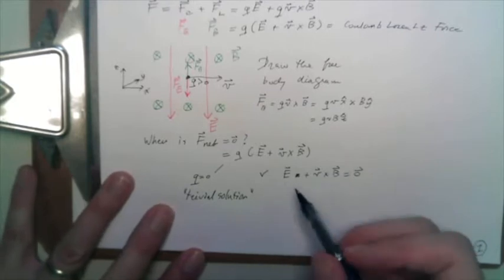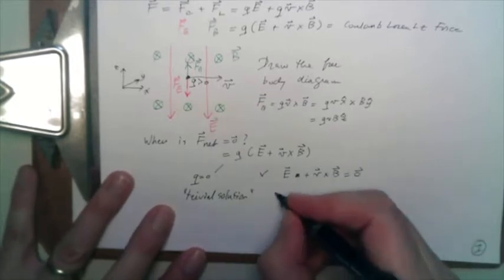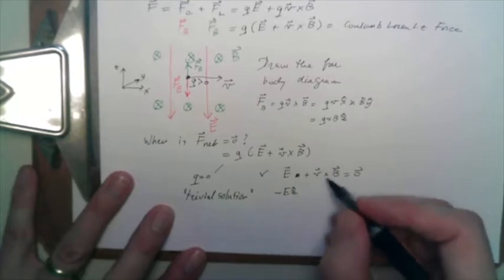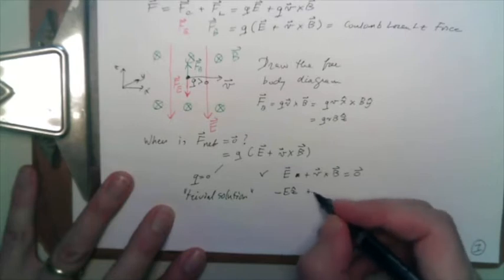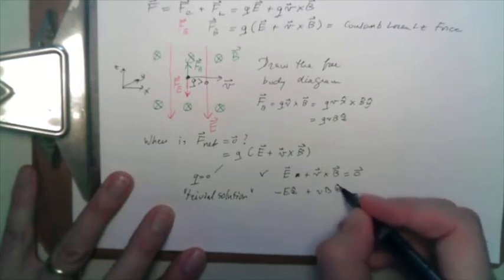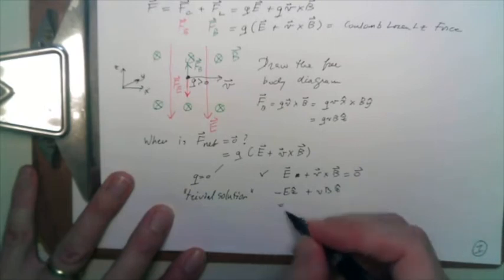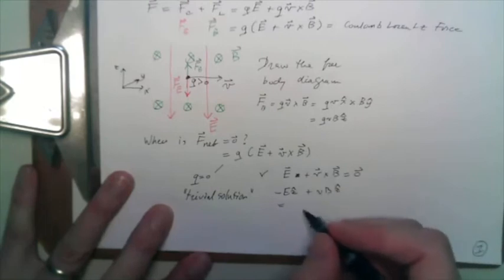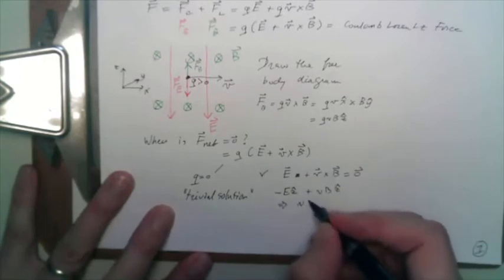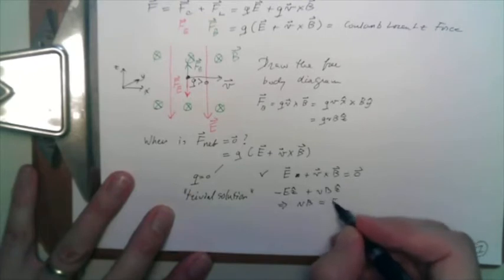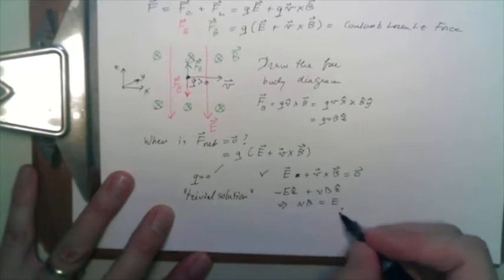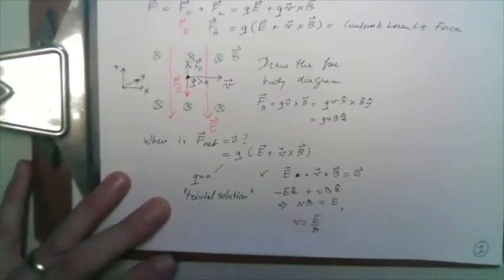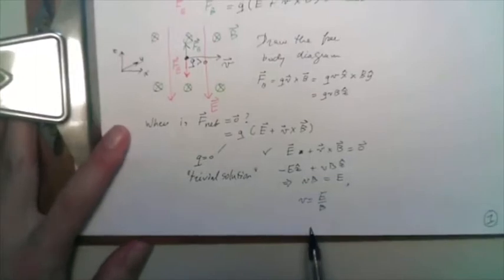Now E was pointing down, so that's a minus E z hat. And V cross B is V B z hat, because we have calculated that here. All right. So we can factor out the z hat, and z hat cannot be 0 because it's a unit vector. So therefore, V B is equal to E, or V is E over B. So that's kind of an interesting situation.